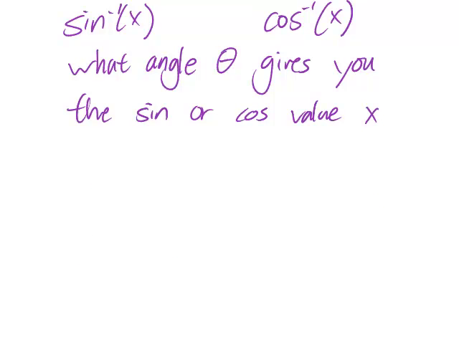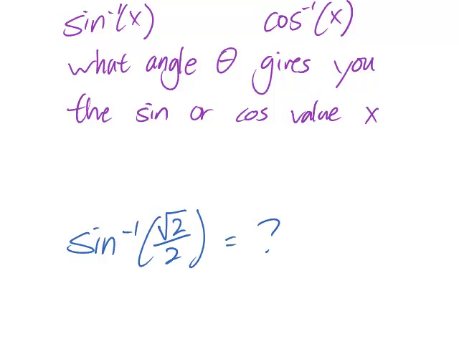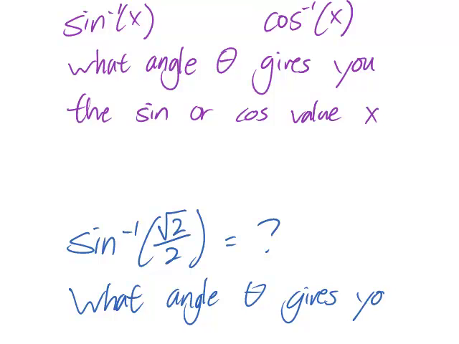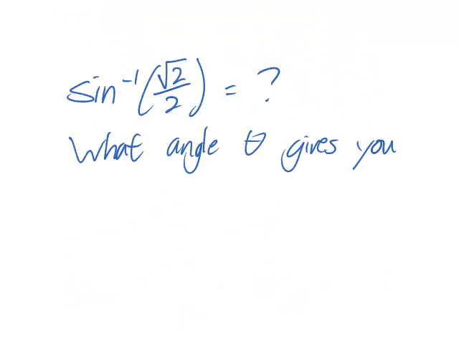So for example, let's say, what is sine inverse of square root of 2 over 2? This means what angle theta gives you sine of theta equals root 2 over 2. We're asking the opposite question that sine or cosine asks. And well, okay, it's the opposite, but how do you go about it? Well, there are several ways of thinking about it.